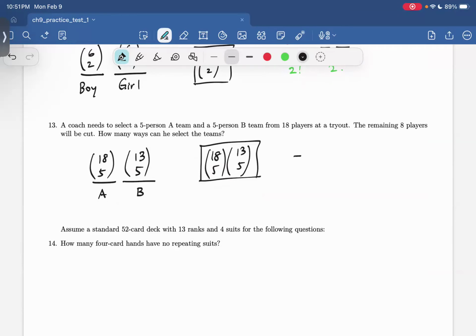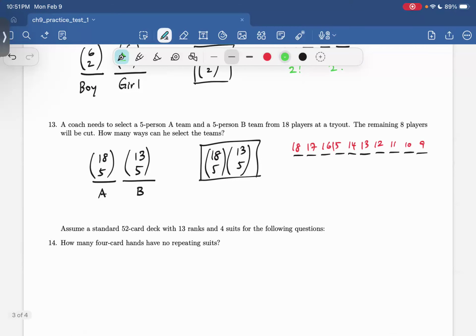Similarly for here, although it's a bit more tedious to write, you could have done 18, 17, 16, 15, 14, 13, 12, 11, 10, 9. And then you're going to overcount because the order of the team doesn't matter, right? So you'll overcount the order of the A team, and you'll also overcount the order of the B team. But this gives the exact same answer. So those are two different ways of thinking about it.